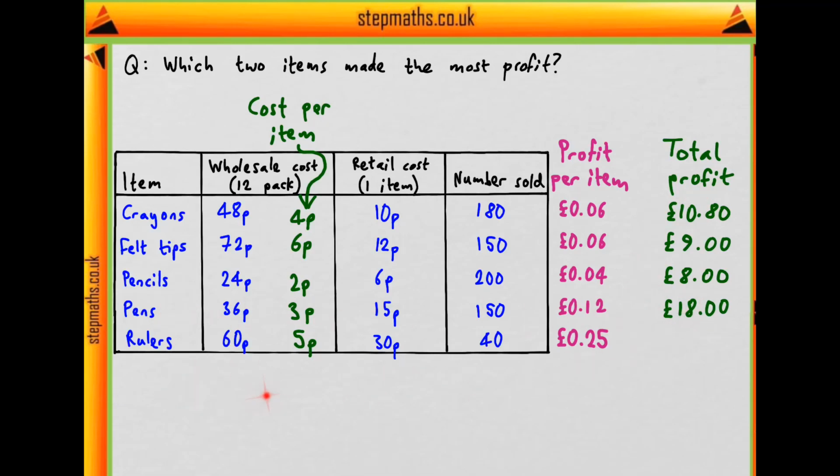And finally, what about the rulers? We only sold 40, but each made 25p. So 40 times 0.25 is the same as 40 divided by 4, which is £10. So which two items made the most profit? We can see from here that it's the crayons and the pens. So this is our final answer, which corresponds to B on the question paper.